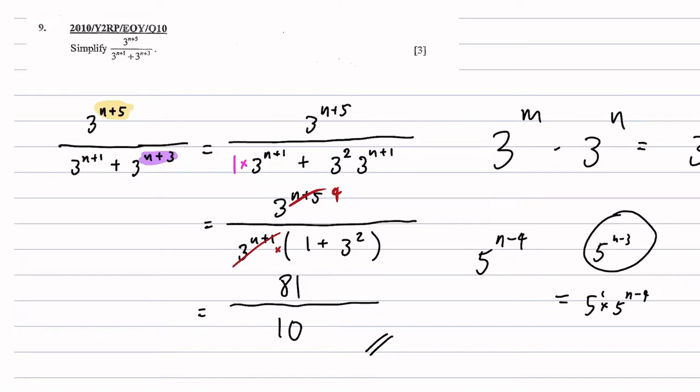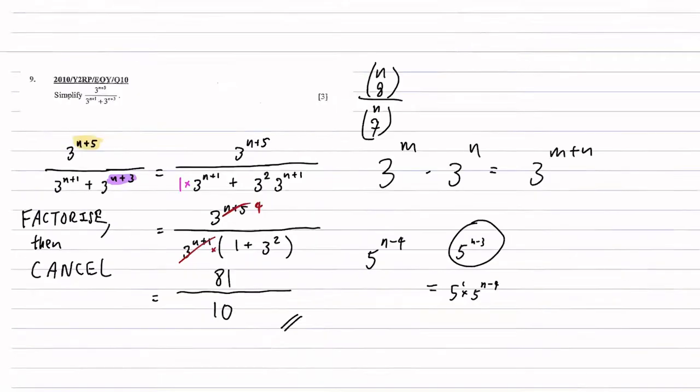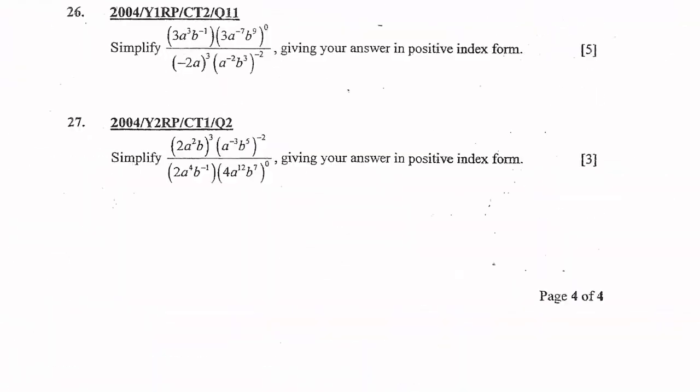Okay. So the trick here is just like binomial expansion just now when we were doing n choose 8 over n choose 7. Same trick. Make sure you got factors that can cancel off top and bottom. Okay. Question 9 done. Let's go to the next one.